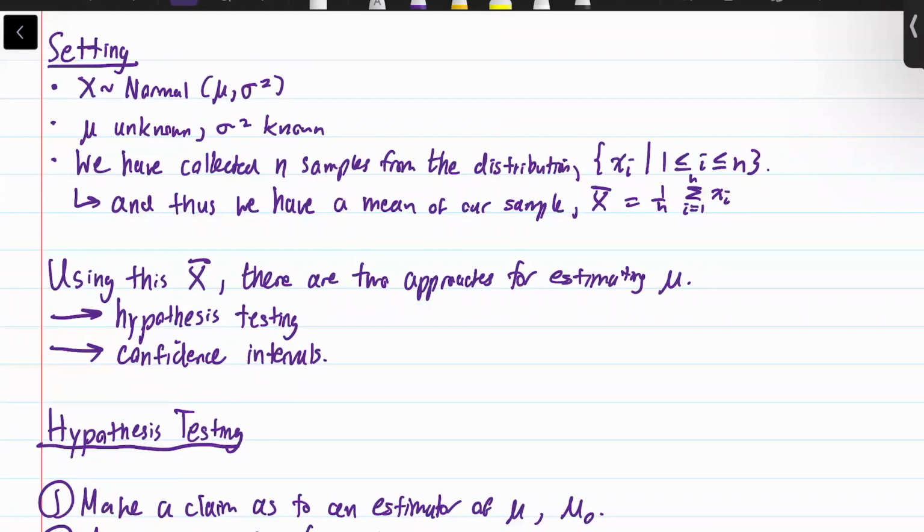Say that we have a random variable x that comes from a normal distribution with unknown mean mu and known variance sigma squared. Say that we have collected n samples from the distribution of x and thus also have a mean of our sample. Using this mean, there are two ways to estimate mu. We can perform a hypothesis test based on a guess, or we can formulate a confidence interval for mu.